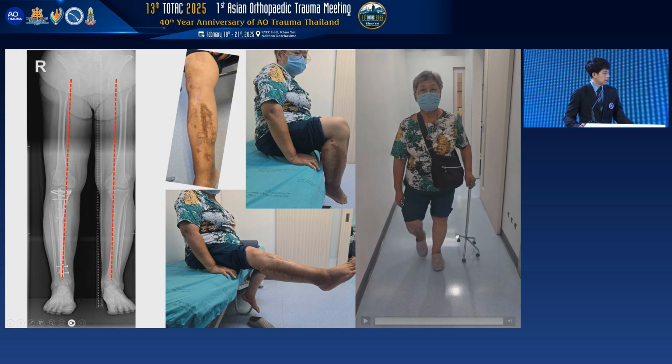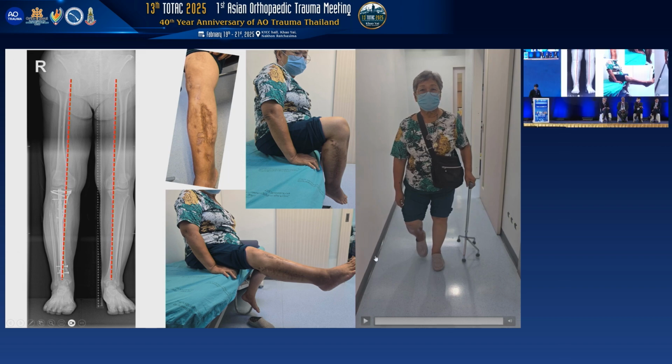Yeah. So do you have a longer follow-up of the final X-ray? Because I am concerned about the status of healing. Not yet. Right now I think it's around 5 months. She will follow up next month.